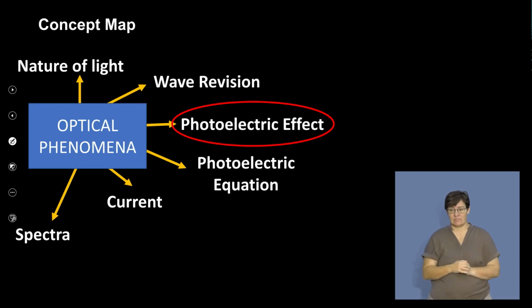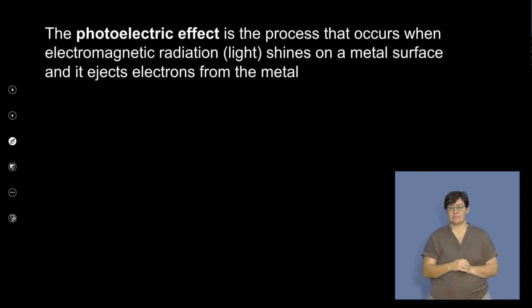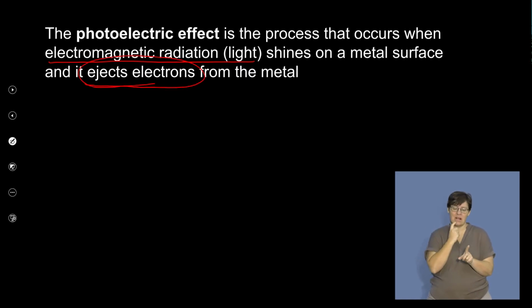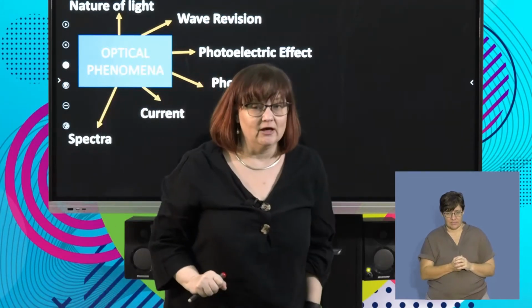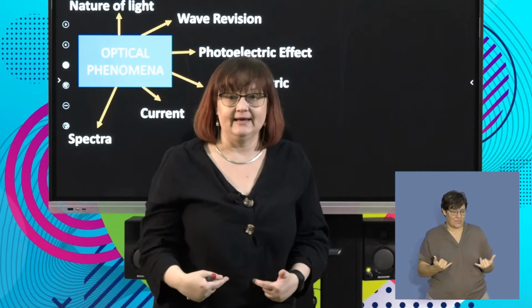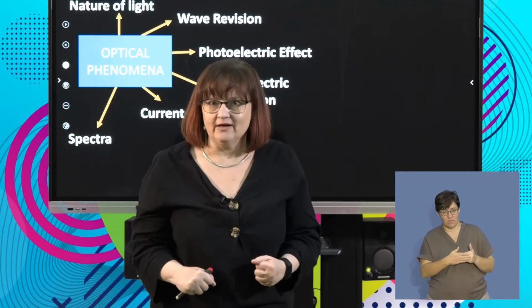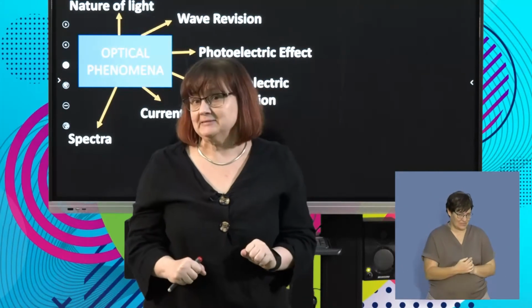So, the photoelectric effect is the process, and we're going to investigate this, so don't worry too much, that occurs when electromagnetic radiation, particularly light, shines on a metal surface and ejects electrons from the metal. And that's all I'm going to say about that for now, because we're going to investigate that after a short break. So I'll see you in a couple of minutes.